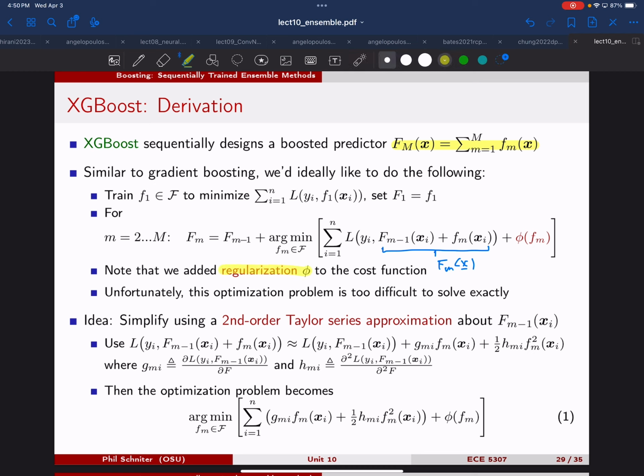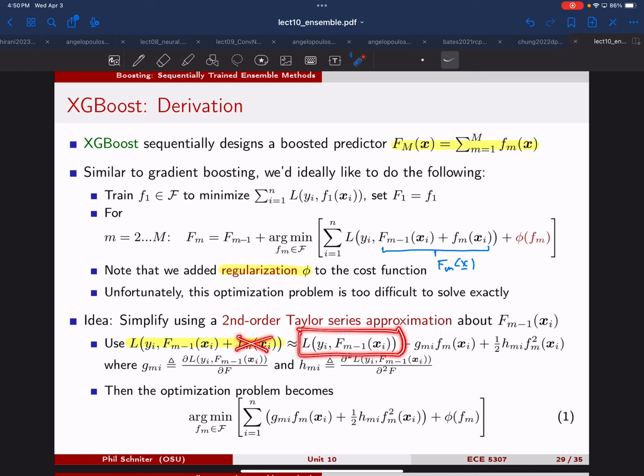So here's our regularization. Now this, not surprisingly, is too difficult to solve exactly, just like we saw with gradient boosting. So we're not going to do that. And instead of doing the gradient approximation, we're going to do a second order Taylor series approximation. So it's going to look like this. So we say that the loss evaluated at the previous boosted classifier plus this modification, this addition to it, we'll do the Taylor series approximation about this value.